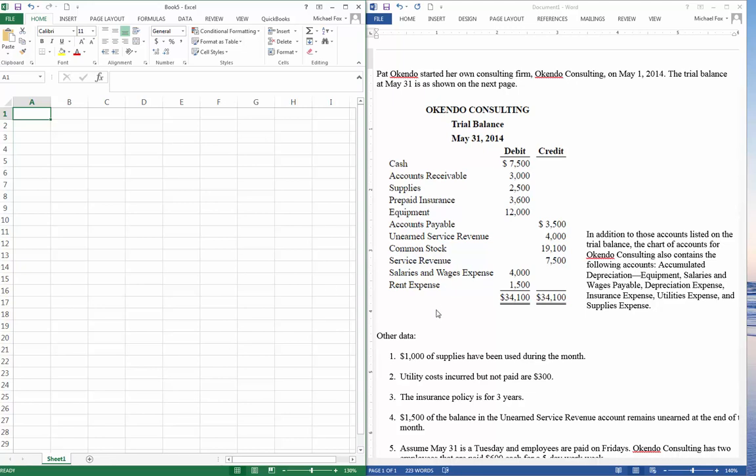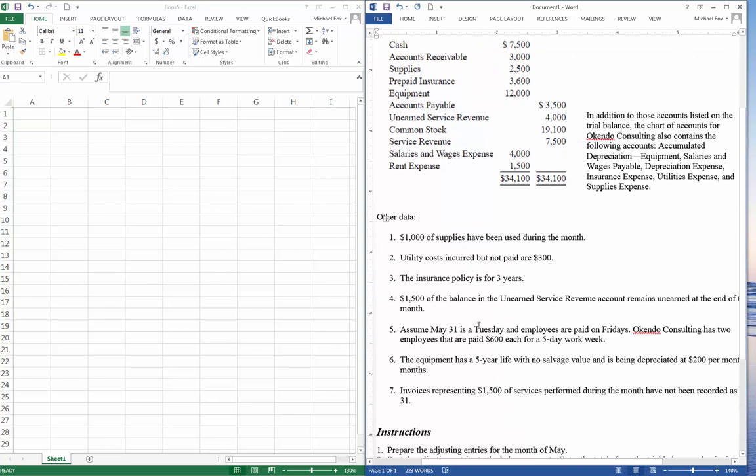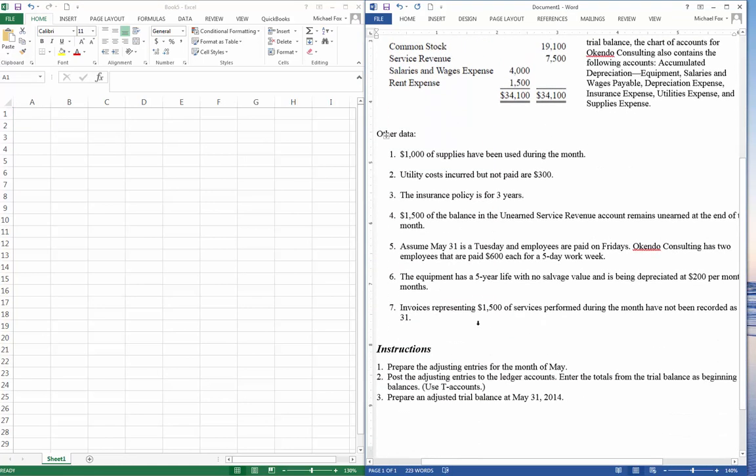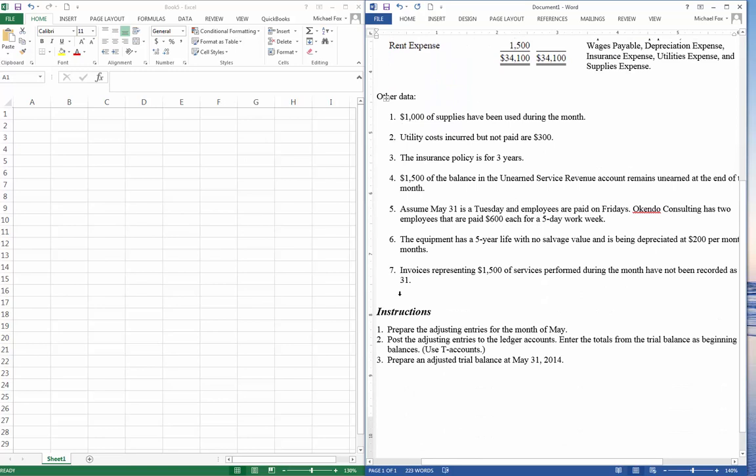Then it gives us a bunch of other data. This will be used in our adjusting entries. And then instructions. The first instruction is to prepare the adjusting entries. Second, post the adjusting entries to ledger accounts using T accounts. We'll start with the trial balance accounts as the beginning balances, and then we'll do any adjustments from there, and then prepare an adjusted trial balance.